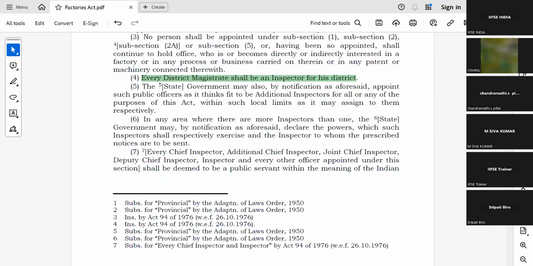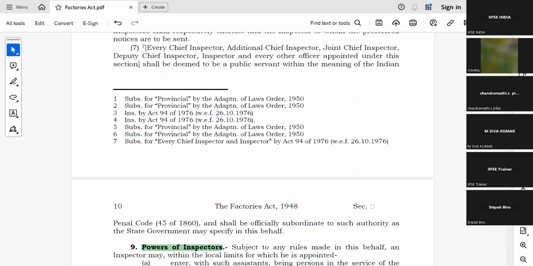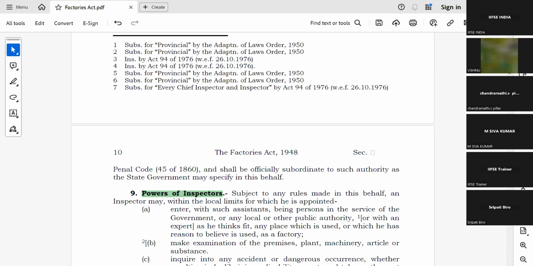Then every chief inspector, additional chief inspector, joint chief inspector, deputy chief inspector, inspector, and every other officer appointed under this section shall be deemed to be a public servant within the meaning of the Indian Penal Code, and shall be officially subordinate to such authority as the state government may specify in this behalf. So these guys also will be working under the inspector. Now we'll see the power of inspector.